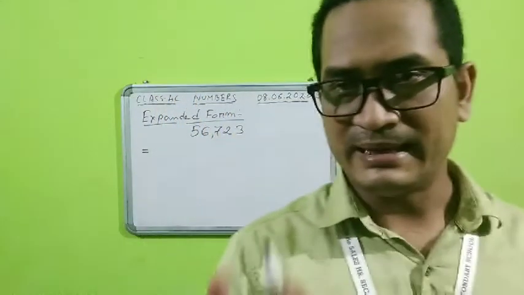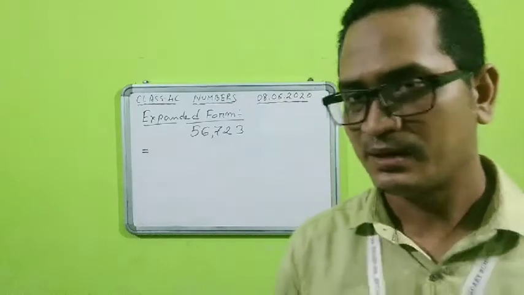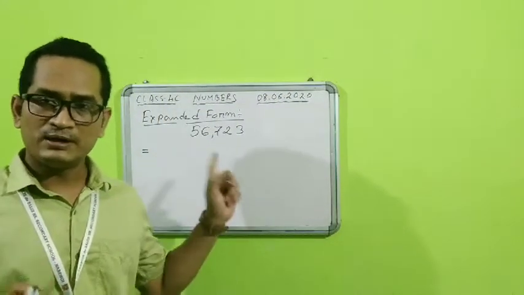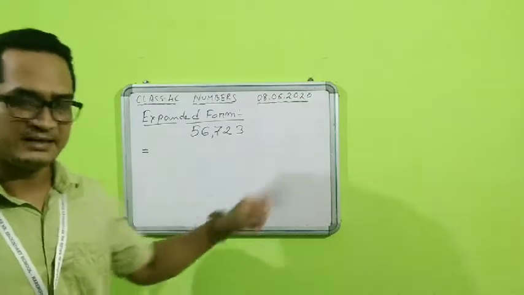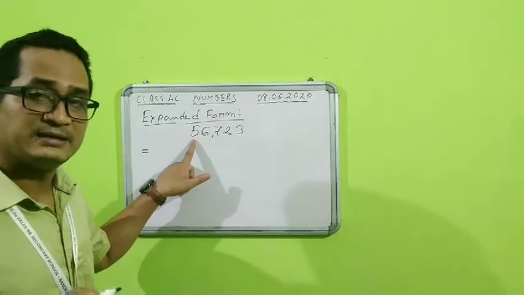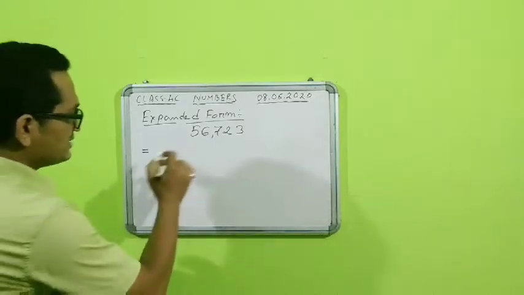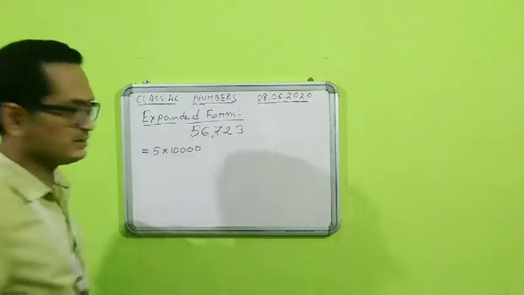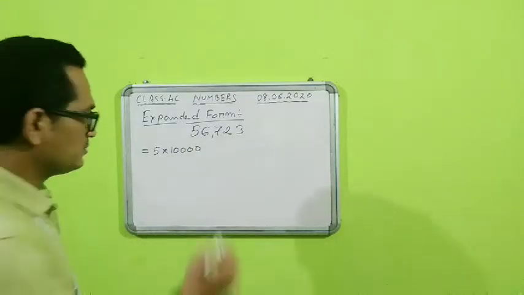Now, if I have to write down the expanded form, it's very simple. Expanded form is nothing. It is the sum of the place values of the digits. I will make you understand. Let us write down the place value of all the digits one by one from the left hand side. 5. 5 is at which place? It is in the 10,000 place. So the place value of 5 will be how much? 5 into 10,000, as I showed how to find out the place value.